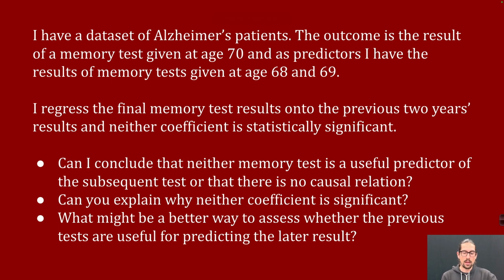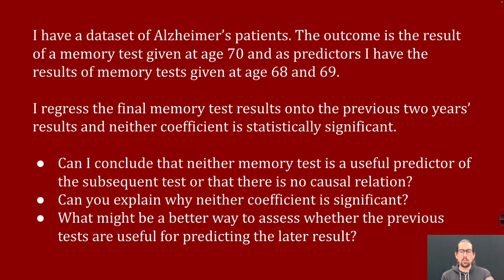Can I conclude that neither memory test is a useful predictor of the subsequent test, or that there's no causal relation between the previous memory tests and the subsequent one? And hopefully, based on the discussion we've just been having, you can tell me that the answer is no, absolutely not. These things might be very useful, even if they're not statistically significant. And moreover, I definitely can't say a lot about causality because I don't know what the confounding structure is here. I haven't really thought about that at all. I'm not even adjusting for any confounders. So a lot of difficulty there.